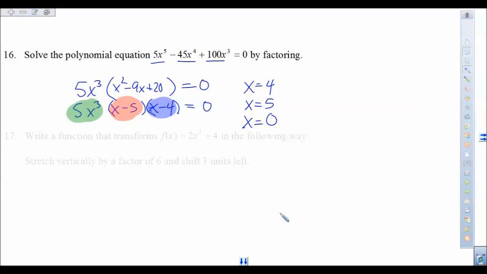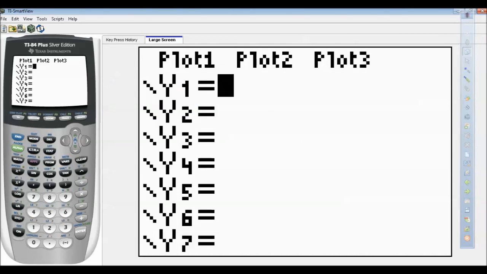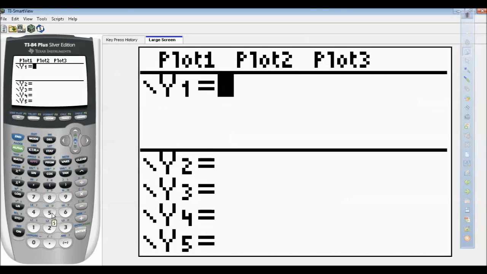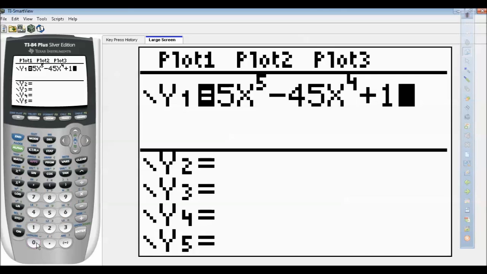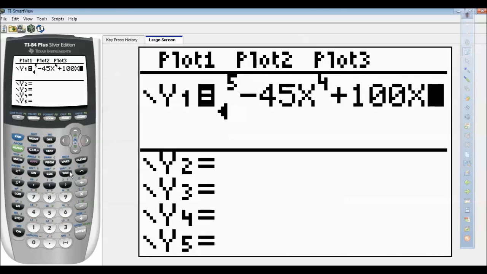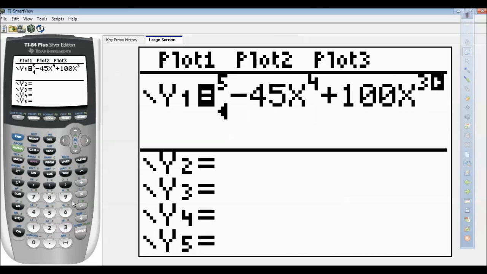Got another way. Let's type the function into the graphing calculator. How I got here is I hit the y equals button. So let's type this in here: 5x to the 5th, jump down, minus 45x to the 4th, jump back down, then plus 100x cubed. Now hit the graph button.